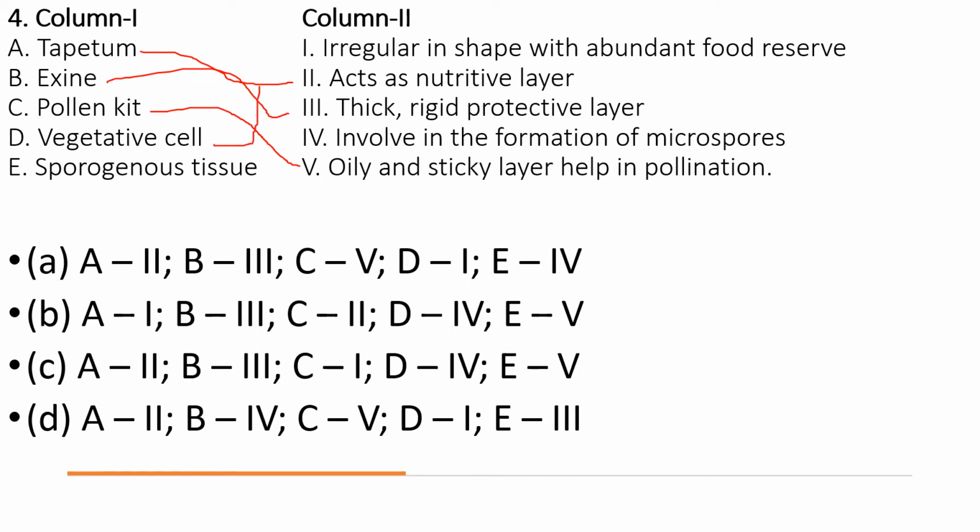Vegetative cell is irregular in shape with abundant food reserve, and it helps in the growth of the pollen tube. And E is the sporogenous tissue. The sporogenous tissue is involved in the formation of microspores. You know that sporogenous tissue undergoes mitosis to form the pollen mother cell. Pollen mother cell undergoes meiosis to form the microspores. So E is 4. So the correct option is A.